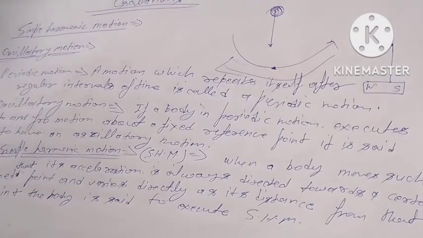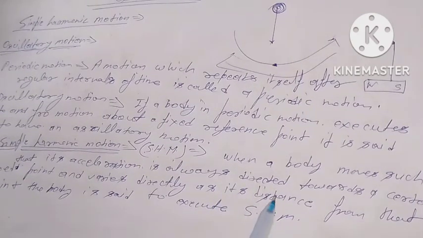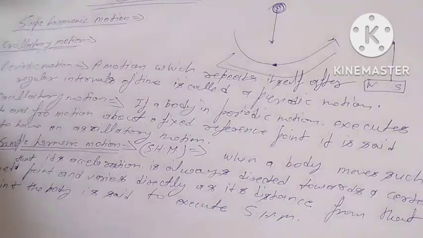What is simple harmonic motion, and what is the definition of simple harmonic motion? When a body moves such that its acceleration is always directed towards a certain fixed point and varies directly as its distance from that point, the body is said to execute simple harmonic motion.